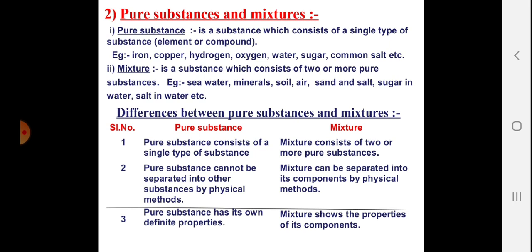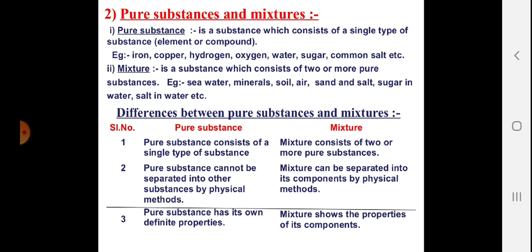The second point is, a pure substance cannot be separated into other substances by physical methods. You cannot convert them or make other substances just by physical methods, just by breaking, hammering or compressing. Whereas mixtures can be separated into their components by physical methods. For example, sea water. If you just keep sea water in sunlight, the water might get evaporated and what is left is the salt. So, just by physical methods you can separate the mixture out.